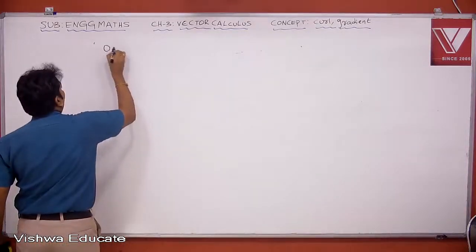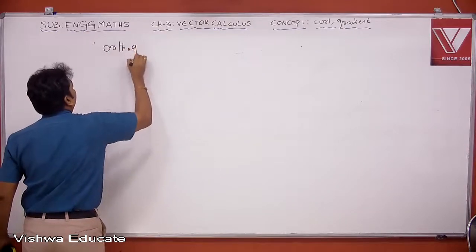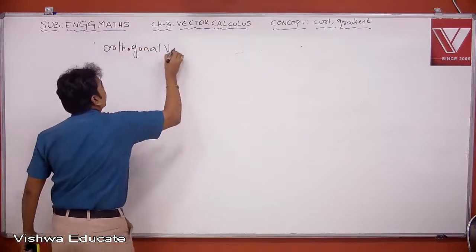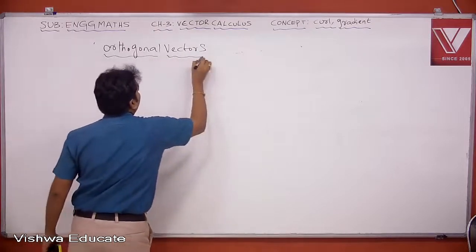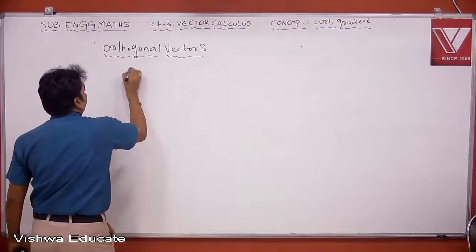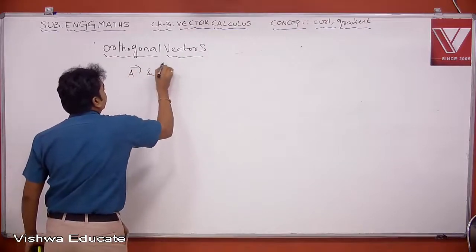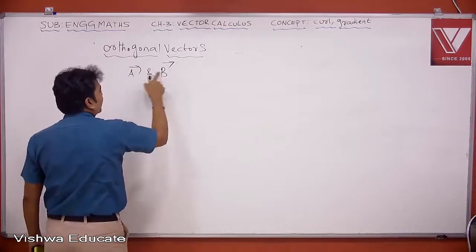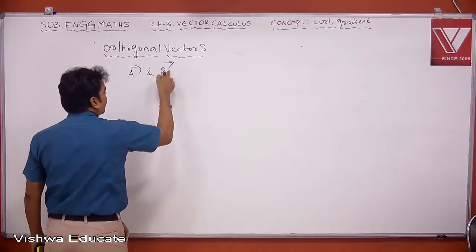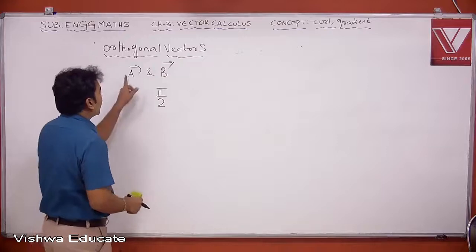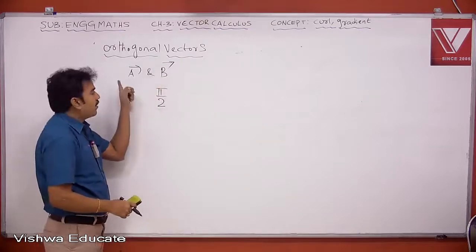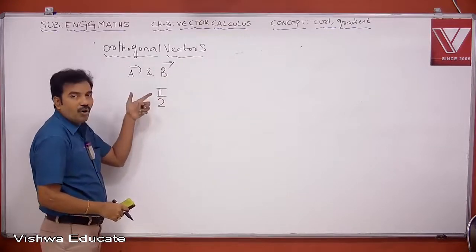Next definition, orthogonal vectors. Suppose we have two vectors A bar and B bar. We say that these are orthogonal vectors if the angle between them is 90 degrees. So two vectors are said to be orthogonal if the angle between them is pi by 2 or 90 degrees.